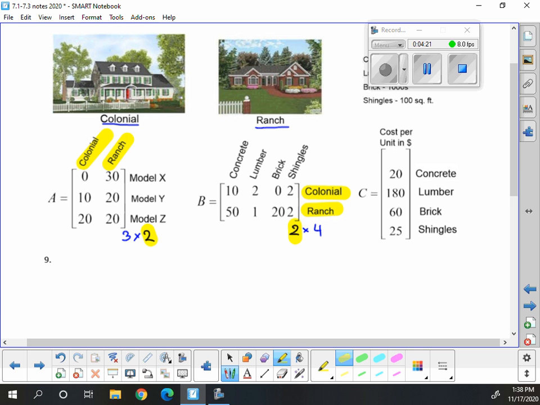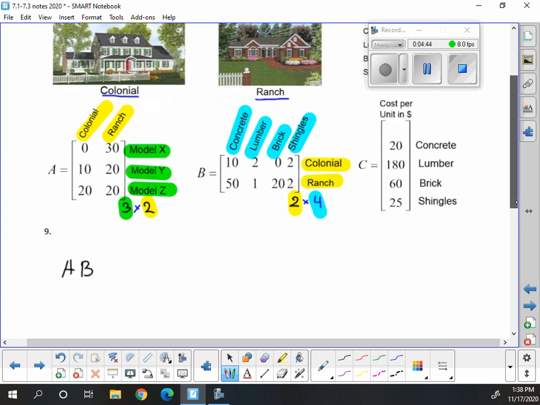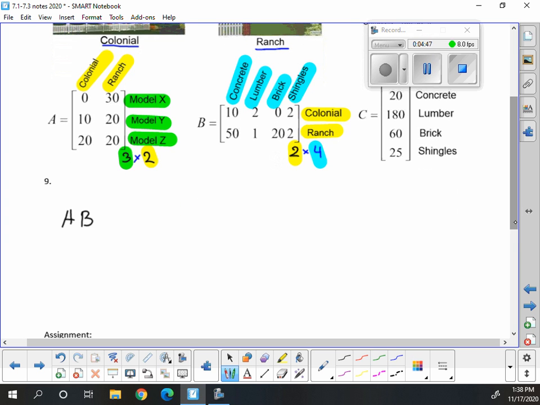And what that matrix is going to tell me is, for models X, Y, and Z, how much concrete, lumber, brick, and shingles will be needed. So I'm going to look at the entire thing together. All right, so how do I do that? A times B is going to be a 3 by 4 matrix.